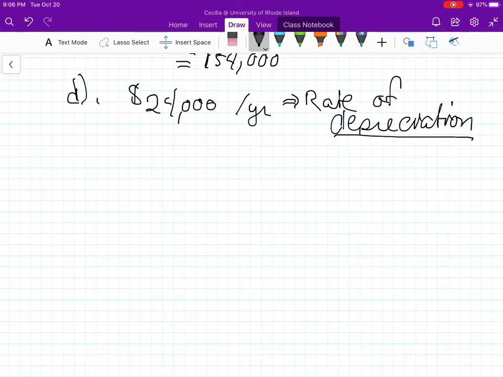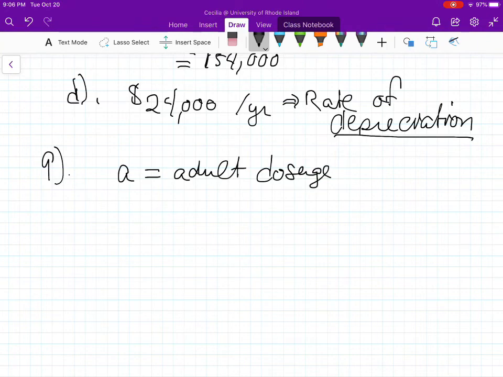The next problem is problem number 9. In this problem, we're asked to find the linear relationship between the dose of something which is given in an adult dose and the, so we're just going to, A is the adult dose. And then we are told that sometimes you convert this for a child using their surface area. And let's just remind ourselves that the dose is given in milligrams.